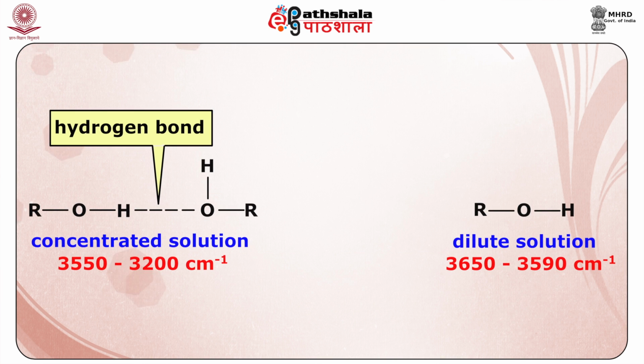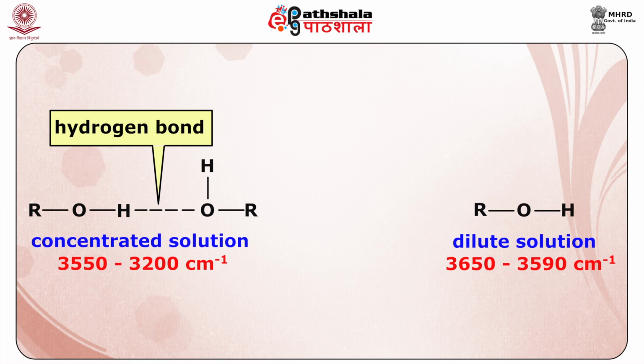Therefore, the OH stretching of a concentrated, that is hydrogen bonded, solution of an alcohol occurs at 3550 centimeter inverse, whereas the OH stretching band of a dilute solution, that is with no or limited hydrogen bonding, appears at 3650 centimeter inverse.